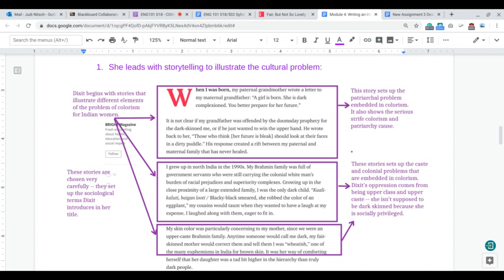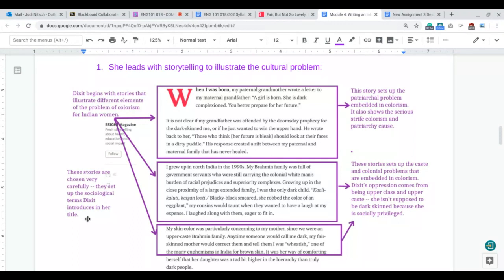And also buying into higher caste. So this means they're better than dark-skinned people. So Dixit's not really dark-skinned, is what her mother is saying. So these stories are chosen very carefully. They set up the sociological terms, colorism, patriarchy, colonialism, that Dixit introduces in her title.